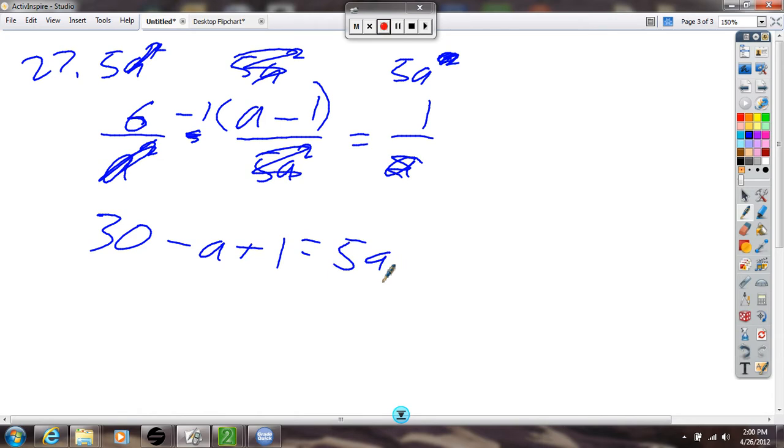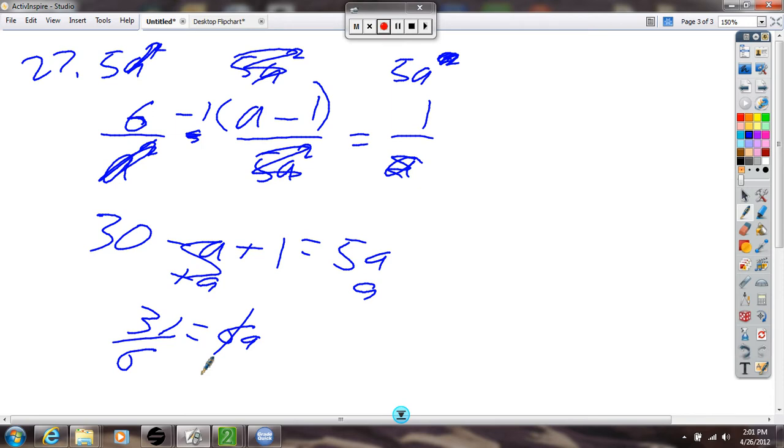And now we just want to solve for a. What's the easiest way to solve for a here? Add a, right? 30 and 1 is 31 equals 6a, divided by 6. 31 over 6? Don't you do everything on one side? Is that the right answer?